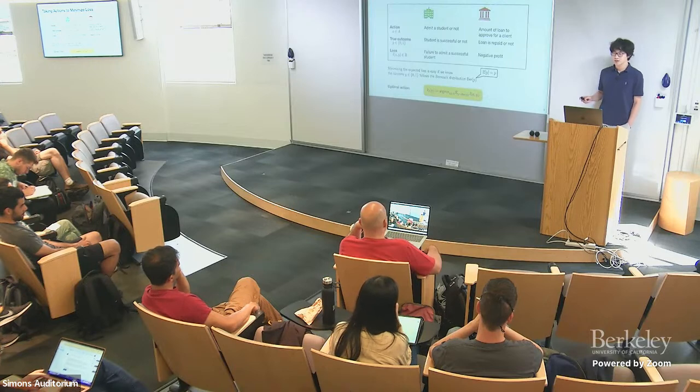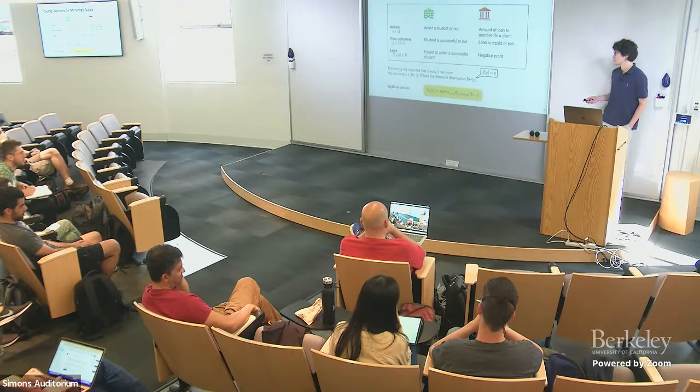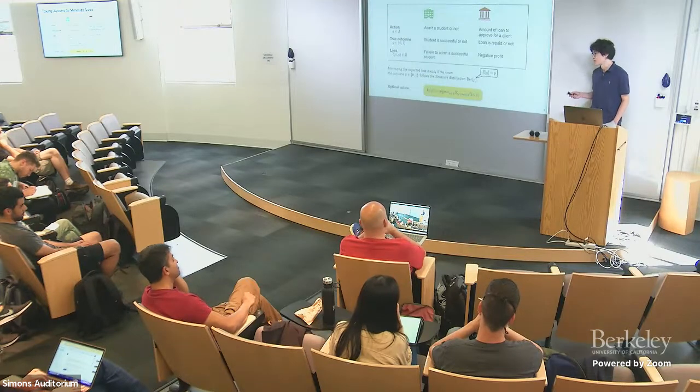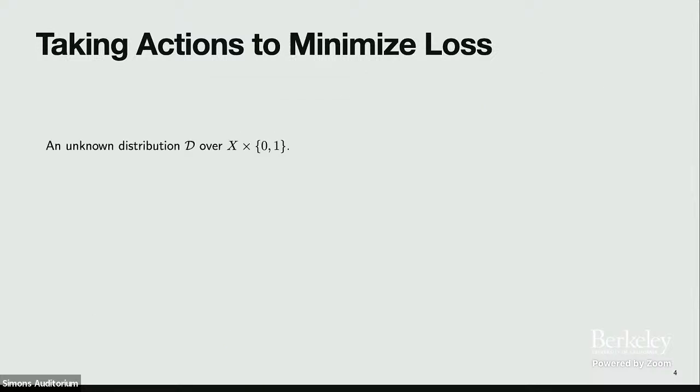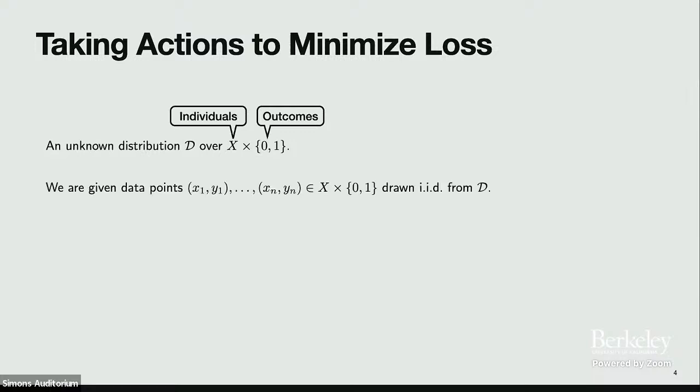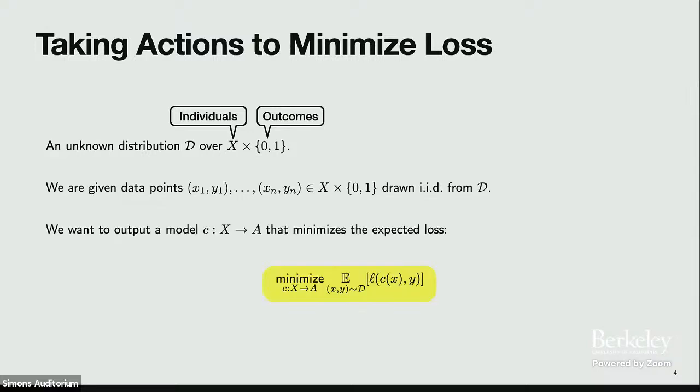Yeah, so in practice, usually we're dealing with much more challenging scenarios. We don't know the distribution of the outcome, and we have to learn the distribution from data. And we want to automate the process so that we can efficiently assign actions to, say, thousands of individuals. So to model such more challenging scenarios, we assume that there's an underlying distribution D over individuals and outcomes. And we collect data points drawn IID from this distribution, and we learn from these data points to get a model that can assign an action to each individual. And our goal is to minimize the expected loss over the distribution D.